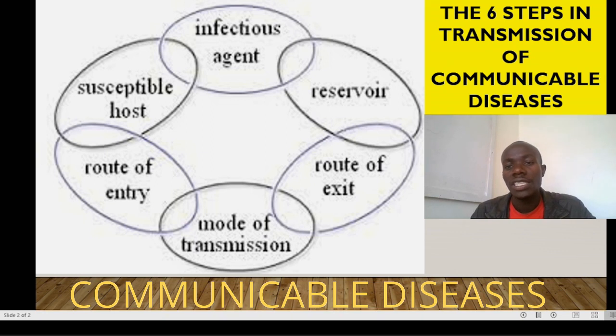Once the infectious agent gains entry, it needs a mode of transmission to move from one host to another. Common modes of transmission include direct contact with an infected person, airborne droplets from coughing or sneezing in the case of TB, contaminated food and water like typhoid, and vector-borne transmission like malaria, through which mosquitoes or ticks transmit. The fifth one is route of exit.